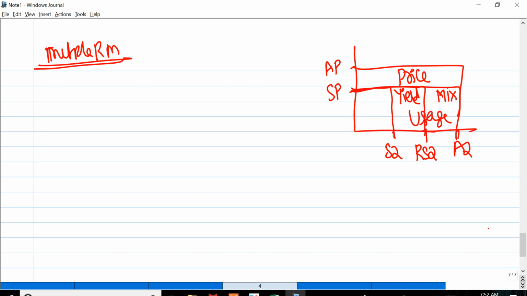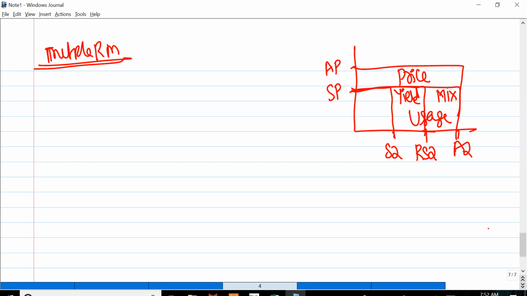This rectangle: SP into SQ minus SP into RSQ. Mix, this part: SP into RSQ minus SP into AQ. Cost is the entire part: SP into SQ minus AP into AQ. Price is this part: SP into AQ minus AP into AQ.